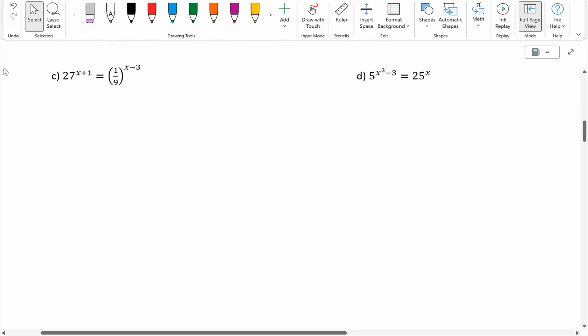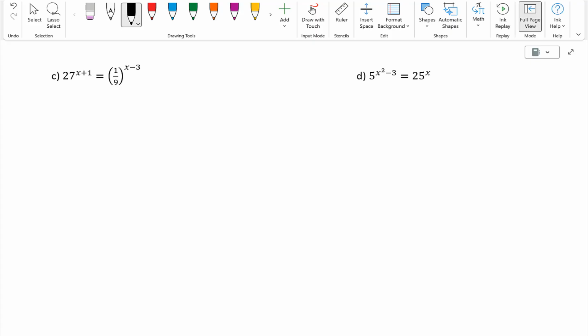All right, a little more work for c. We're starting with 27 to the x plus 1 equals 1/9 to the x minus 3. 27, you might remember, or can try a little trial and error, is 3 cubed, so 3 to the 3rd to the x plus 1 equals, we could do it in steps if you want, or we could do a little scratch to figure it out. 1/9 is the same as 1/3 squared, which would be the same as 3 to the minus 2nd, that same rule we just used for b.